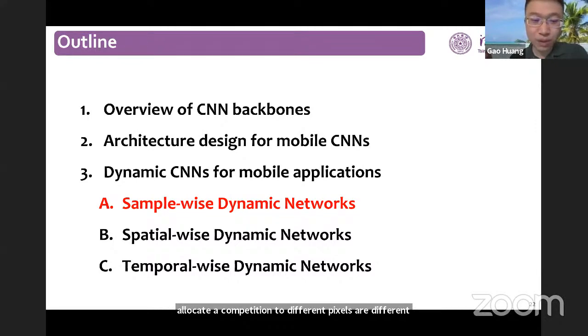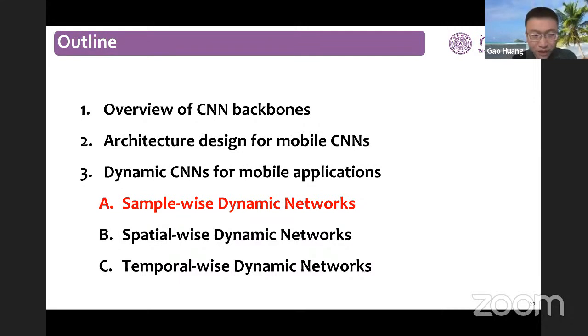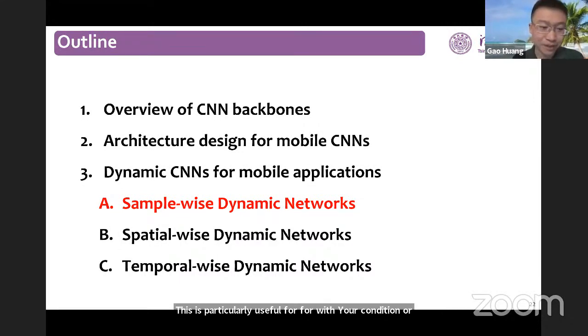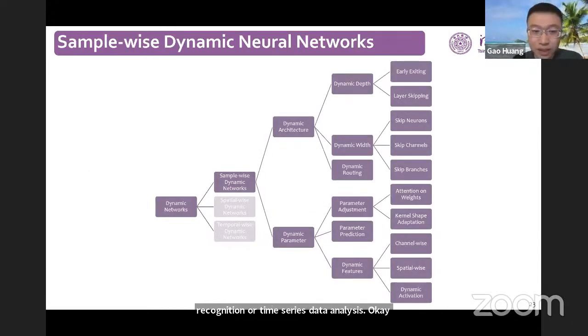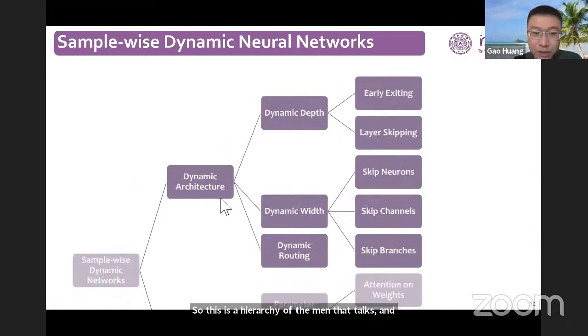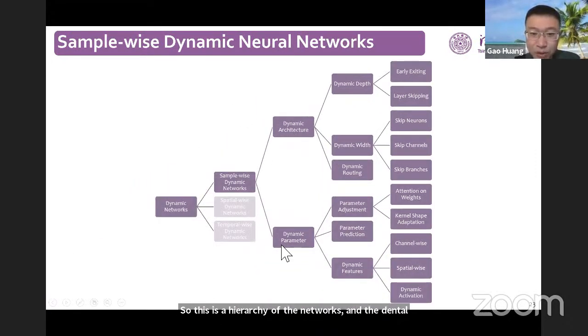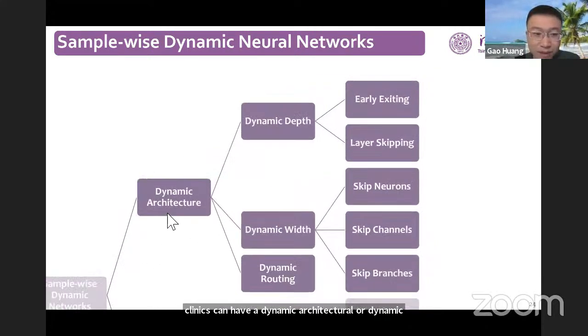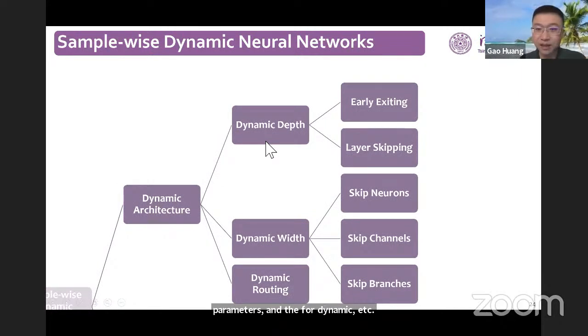And there are also temporal-wise dynamic networks. That is, the network can allocate computation dynamically along the time axis. This is particularly useful for video recognition or time series data analysis. Okay. So this is a hierarchy of dynamic networks, and the dynamic networks can have a dynamic architecture or dynamic parameters. And for dynamic architecture, it can have an adaptive depth or adaptive width or dynamic routing, etc.